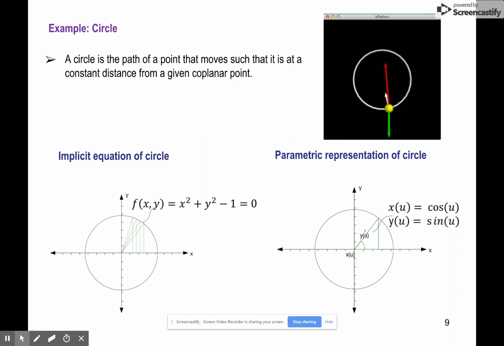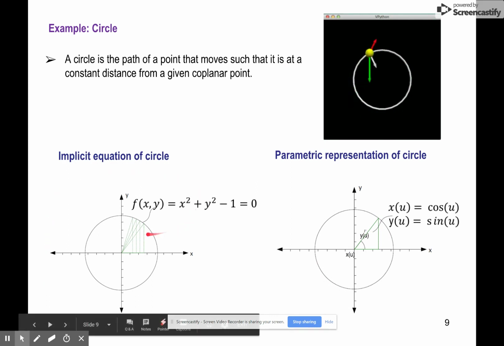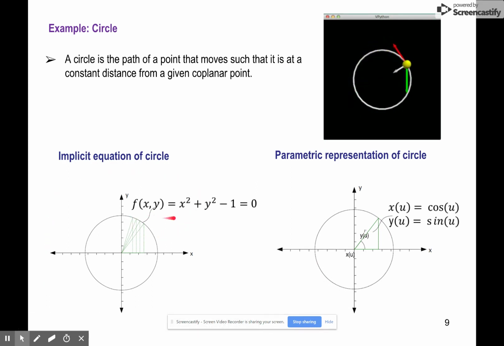Here is the example, a circle. A circle is basically formed by using an origin and a constant distance from the origin. The first, left part is the implicit equation of the circle, which is in f of x comma y notation, and the parametric representation is in the form of x and y. So x of u is cos u and y of u is sin u. This is the parametric representation of the circle.